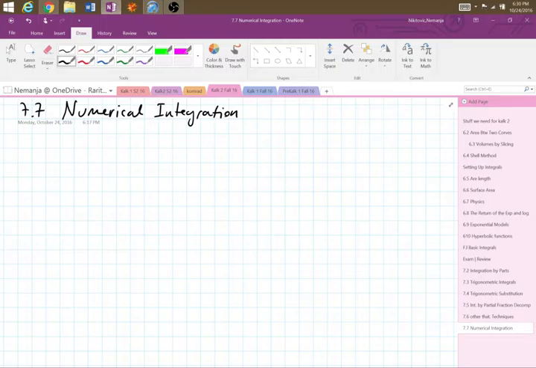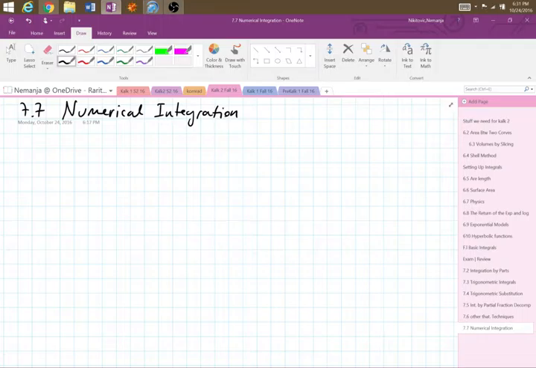Welcome back to Calculus 2. We are talking about numerical integration, the ways in which you could program the computer to solve more difficult integrals.